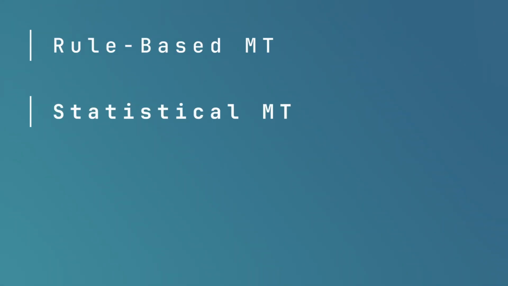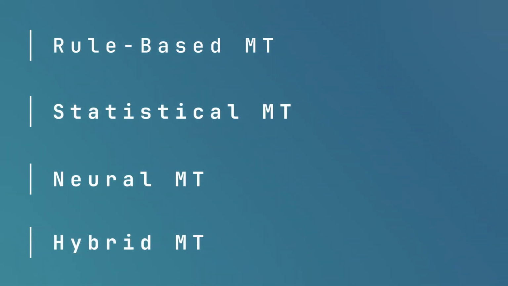Machine translation is divided into 4 different approaches. These are rule-based, statistical, neural, and hybrid. The processing and analysis of content in machine translation systems vary in their approaches.